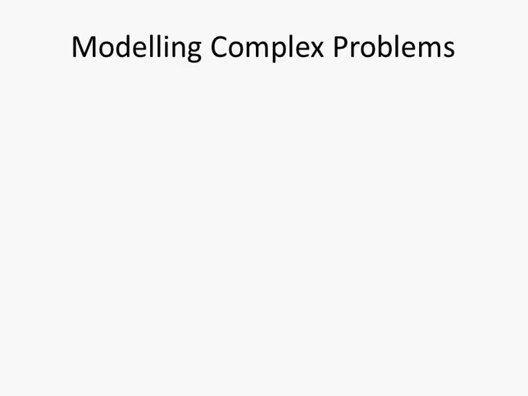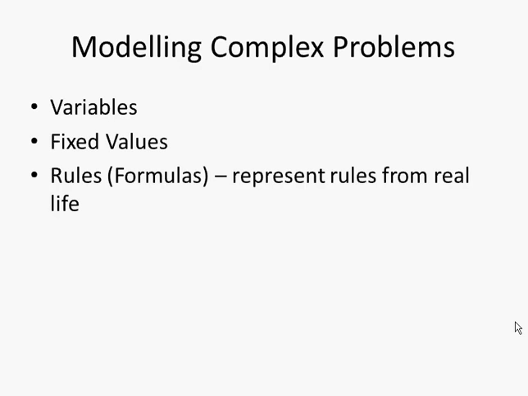Before we look at those examples in more detail, let's just make sure you're straight on some other things. Models can contain variables. These are values that might change and could be things like numeric data or money data, currency. There might also be fixed values, values that never change within a model. And then there are rules. These are the formulas we put in, the maths we put in, and these represent rules from real life.